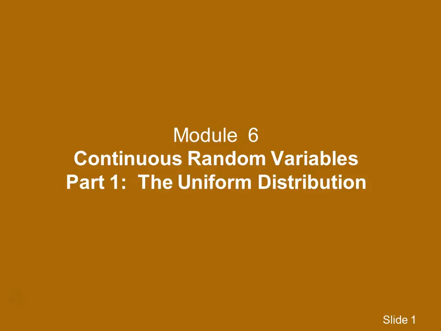Hello, it's time to get started on Module 6, where we will be talking a little bit about continuous random variables and how they're different from discrete variables. And we'll also, in this first part, look at a continuous random variable, namely the uniform distribution.